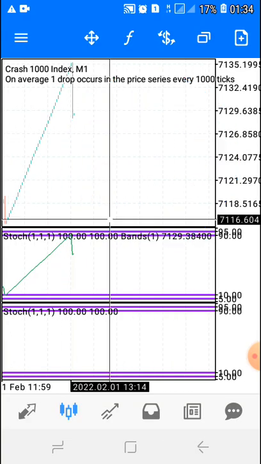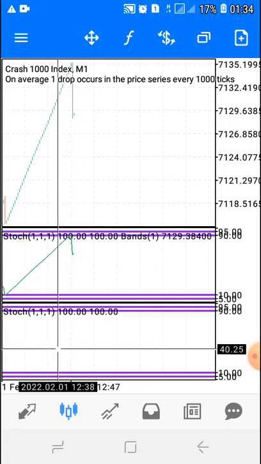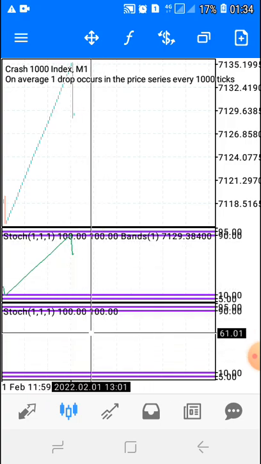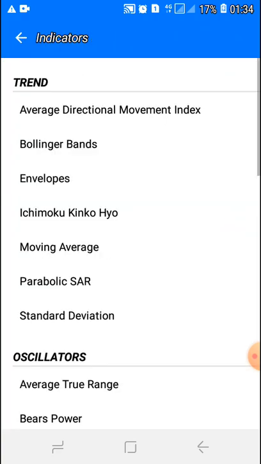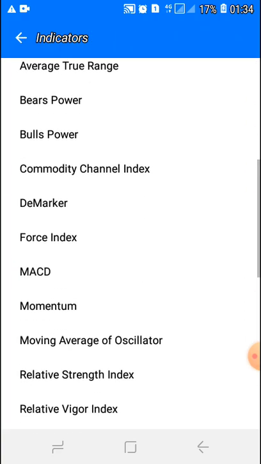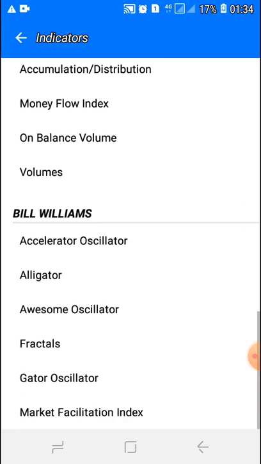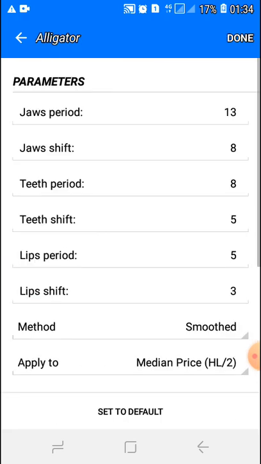You're going to have the Bollinger Bands between the stochastic at the top, and over here you're going to have a stochastic, but there's going to be nothing in it. Right, so you're going to add your alligator to your second stochastic. Right, where's the alligator? Now make sure that your parameters are like this.